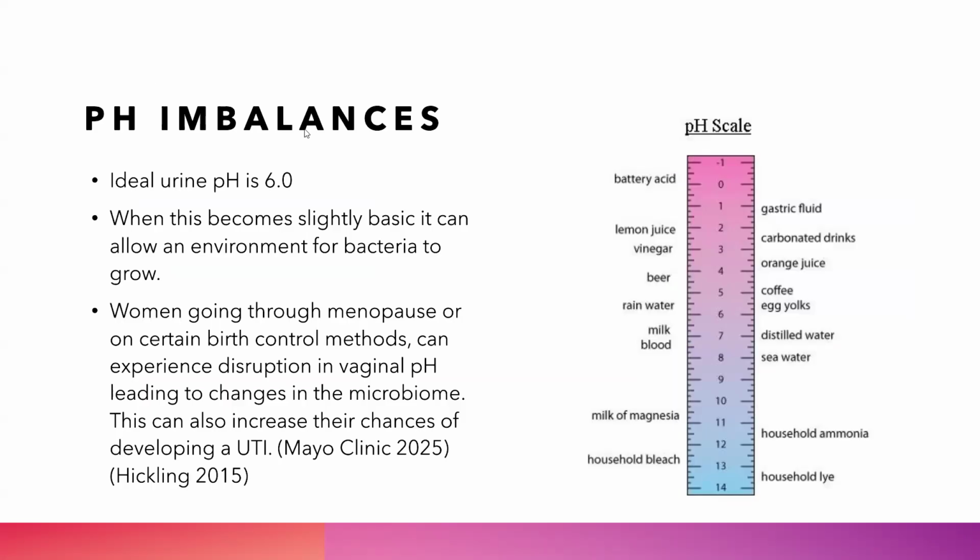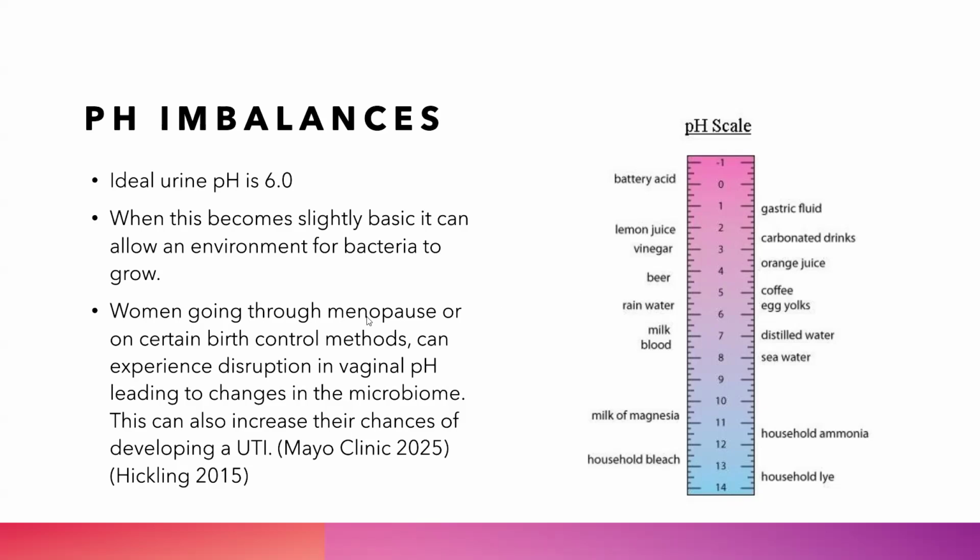Speaking about pH, this is our first homeostatic variable that can affect UTIs. Ideal urine pH is 6. That's kind of the middle number. It can range from 4.5 to a lower 7 range, so slightly acidic to slightly basic. However, once it gets more towards the basic and alkaline, it can actually allow an environment for bacteria to grow. They don't love to grow in an acidic environment, which we'll actually talk about later in regards to prevention.